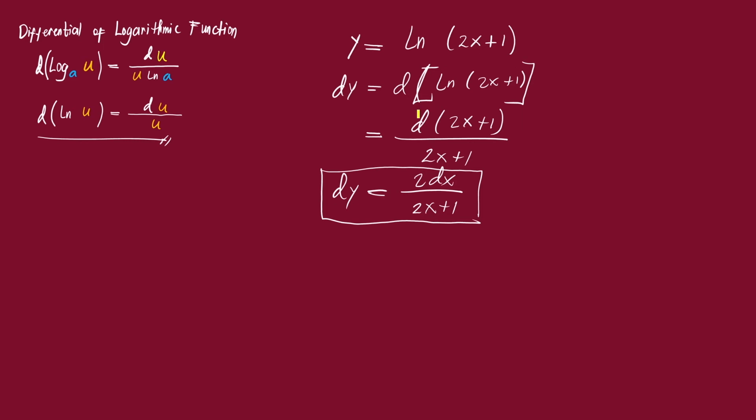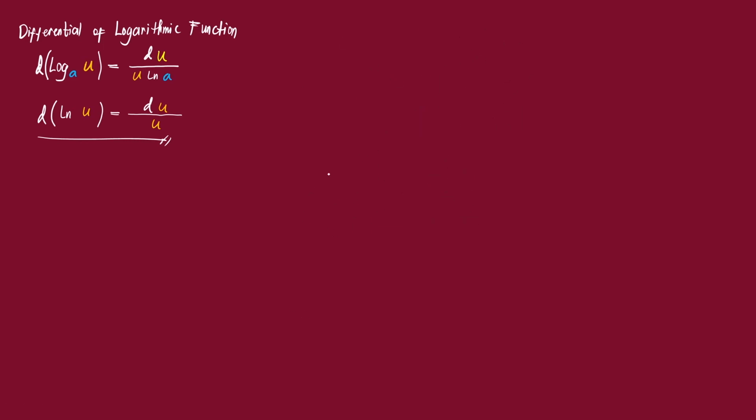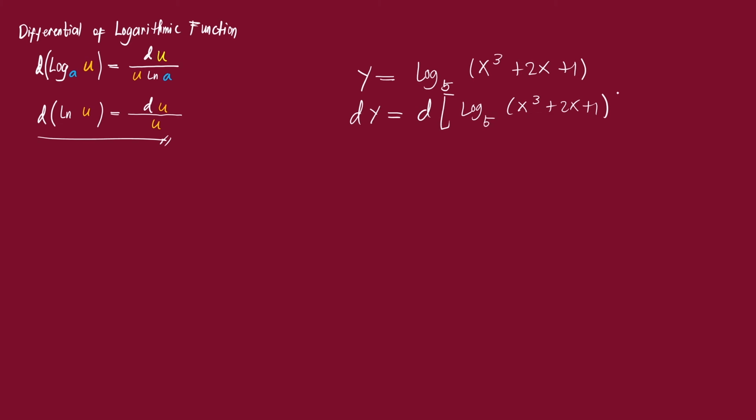Okay. Let's have another one. Let me just erase this one first. Another one: we have here y is equal to the logarithm of x cubed plus 2x plus 1 to the base 5. So the argument of the logarithmic function is x cubed plus 2x plus 1 and the base is 5. To get the differential of y, we'll get the differential of both sides of the equation. So this will be the differential of the logarithm of x cubed plus 2x plus 1 to the base 5.